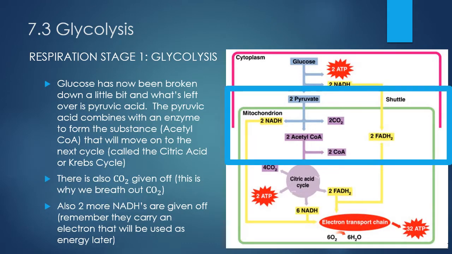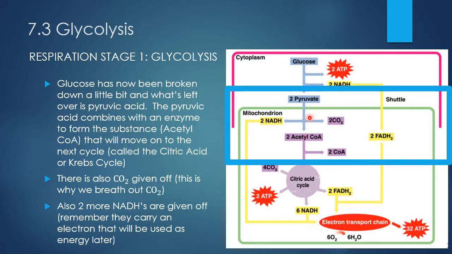So glucose gets, again, broken down a little bit. What's left over is called pyruvic acid. The pyruvic acid combines with an enzyme to form the substance called acetyl-CoA. Not so important that you know this term, but just know that this glucose is getting broken down a little bit, combines with an enzyme, produces something else, and that acetyl-CoA is what's going to go into our next phase called the Krebs or the citric acid cycle.